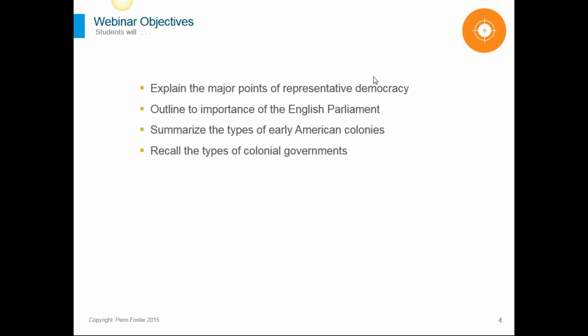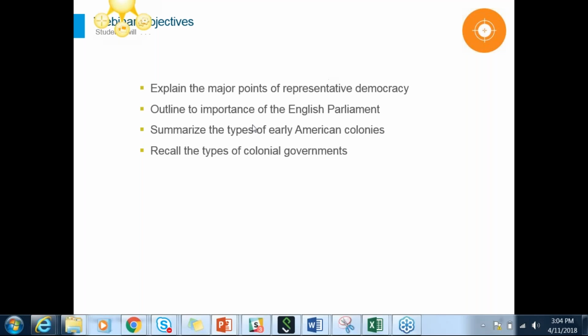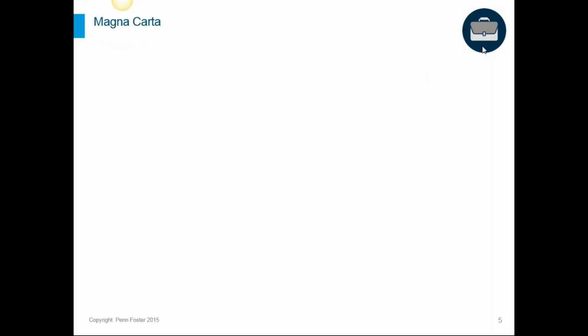Our webinar today will be covering our representative democracy, as well as the English Parliament, and then the early types of colonies, as well as the colonial governments. First, we'll talk about some of the major points of representative democracy, as well as English government, and it all very much starts with the Magna Carta.